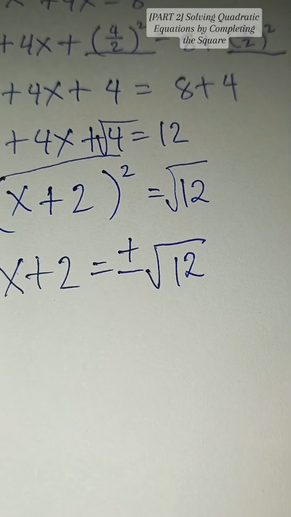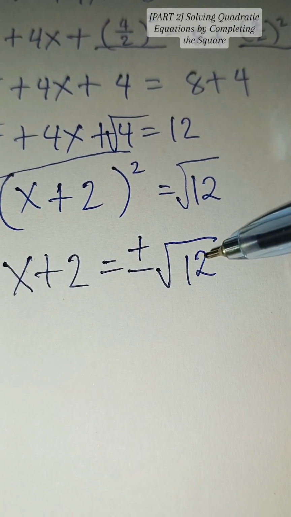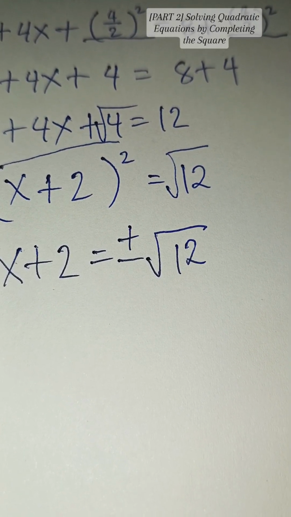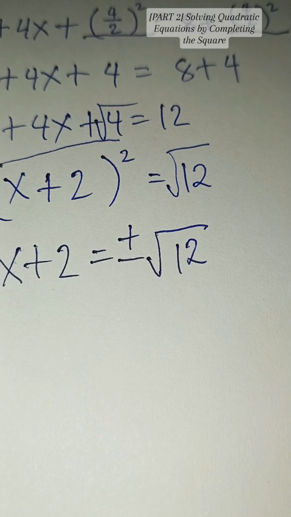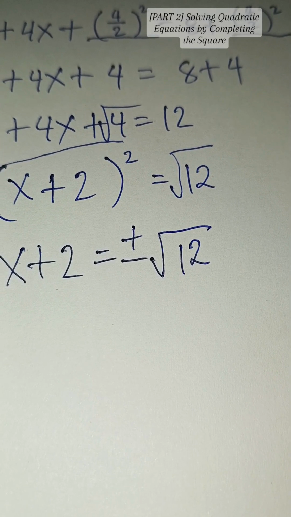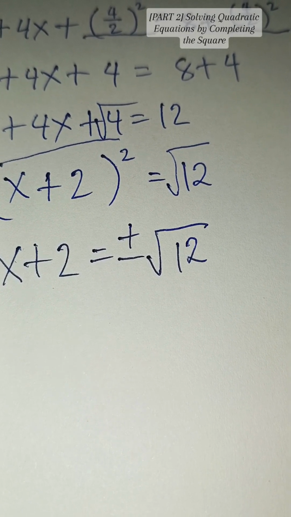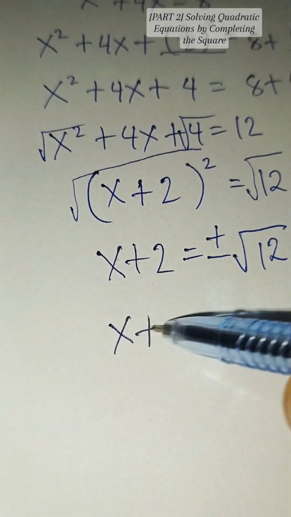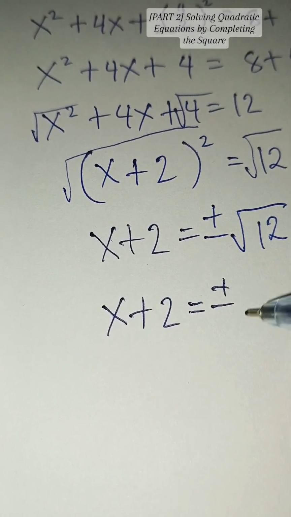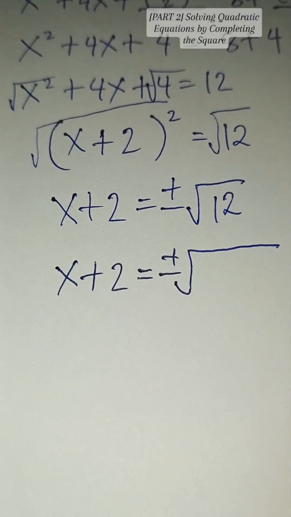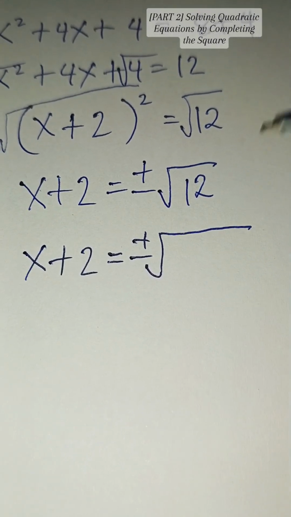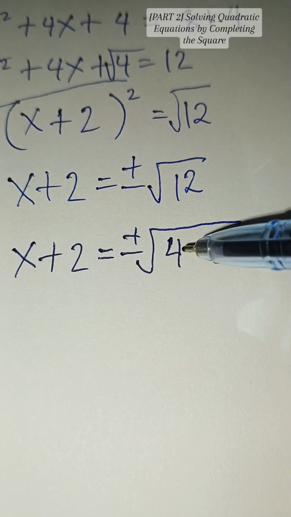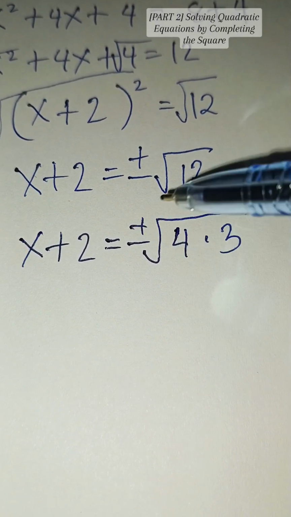But we can extract this 12 by factoring it such that one factor is a perfect square. The factor that can be extracted comes out, and the one that cannot be extracted remains inside the radical sign. So copy x plus 2 equals plus or minus the square root of, and the factors that fit 12 are 4 times 3, because 4 is a perfect square. The 3 stays inside the square root.